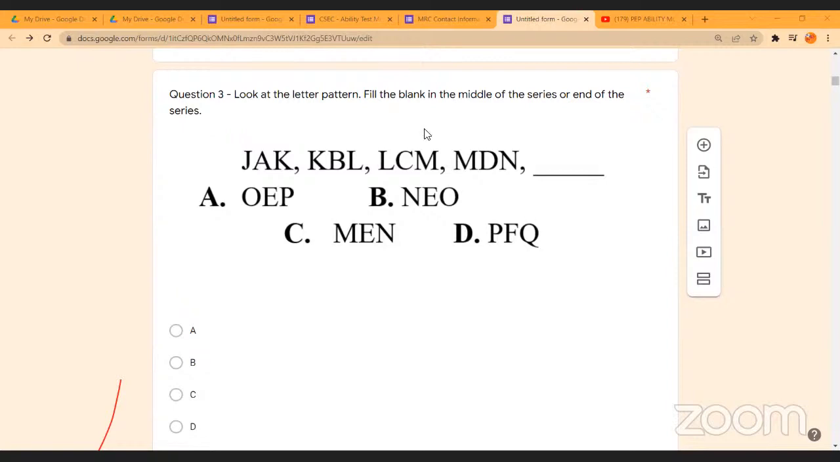Number 3. Okay. Look at the letter pattern. Fill in the blank in the middle of the series or end of the series. Oh Lord, you're so bold.